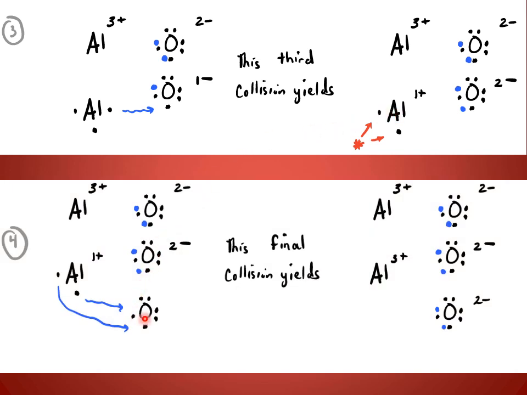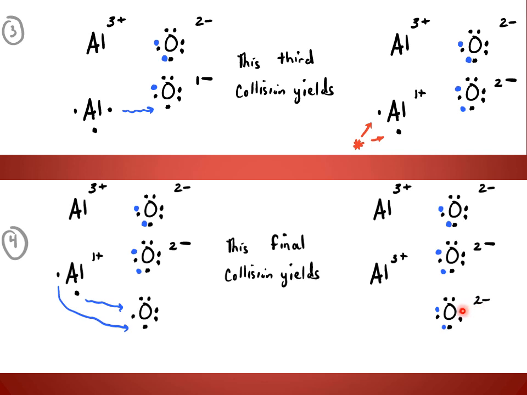This third oxygen collides with the aluminum, stealing these 2 electrons. Notice this aluminum has now lost all 3 valence electrons. It is now stable with a 3 positive charge. This oxygen, which was the only one that was neutral and unstable, has 2 valence electrons extra. It now has its octet and a 2 negative charge.